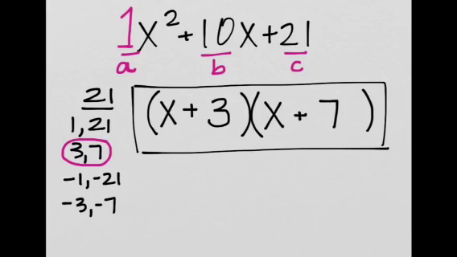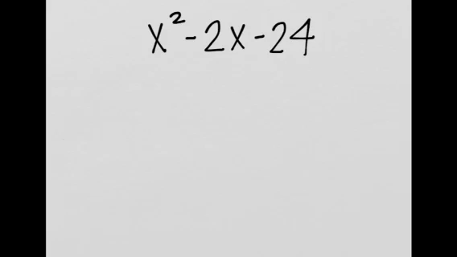Okay, let's take a look at another example. This time we're going to look at x squared minus 2x minus 24. So again, let's identify our a, our b, and our c. So our a is 1, our b is negative 2, and our c is negative 24. So the signs in front of each of these numbers is going to be important, so you want to make sure you take that into consideration.